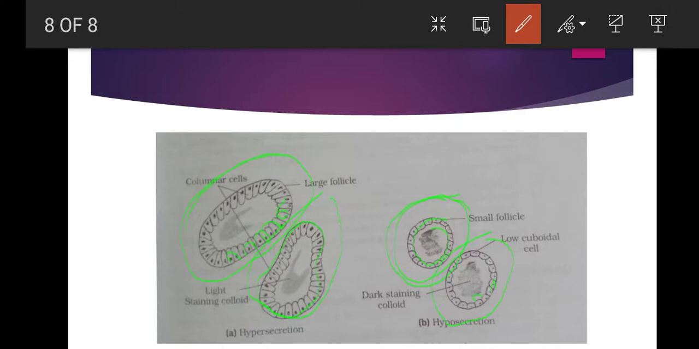Okay, a quick recap. What we have studied till now is about the thyroid gland. Mainly, there are totally two types of cells present in the thyroid gland, that is principal cell or a chief cell, parafollicular cell or a C cell. The principal cell produces thyroxine, the parafollicular cell produces calcitonin, and two conditions are there: hypersecretion or hyperactivity, and hyposecretion or hypoactivity.